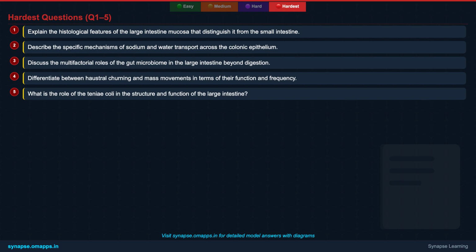Discuss the multifactorial roles of the gut microbiome in the large intestine beyond digestion. Differentiate between haustral churning and mass movements in terms of their function and frequency. And finally, what is the role of the Taenia coli in the structure and function of the large intestine?